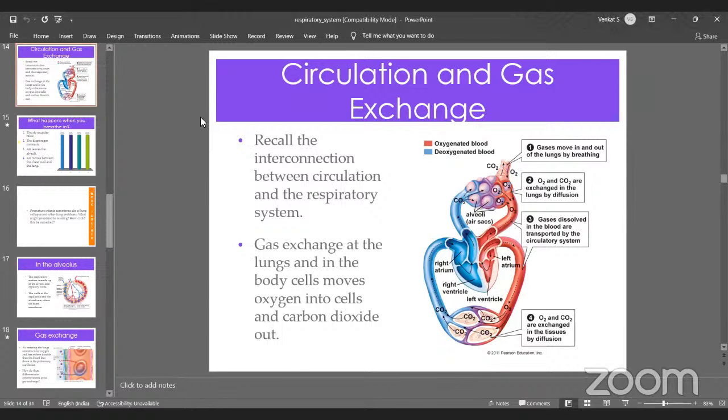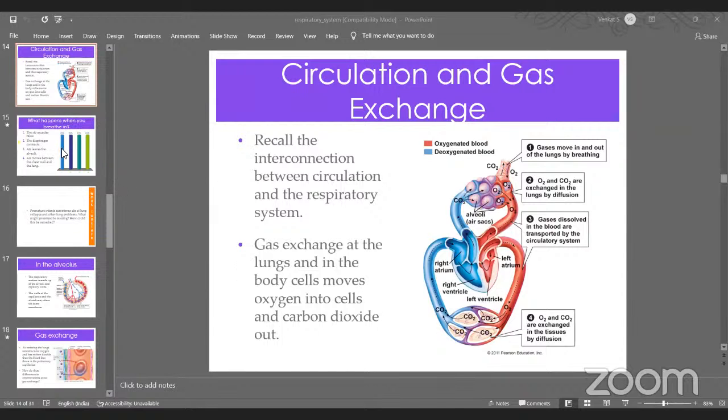Next, the fourth one: oxygen and carbon dioxide are exchanged in the tissues by diffusion. This is the right atrium, right ventricle, left atrium, and left ventricle. And these are the alveoli, the air sacs. So gas exchange happens at the lungs, and the body cells take oxygen in and release carbon dioxide outside.